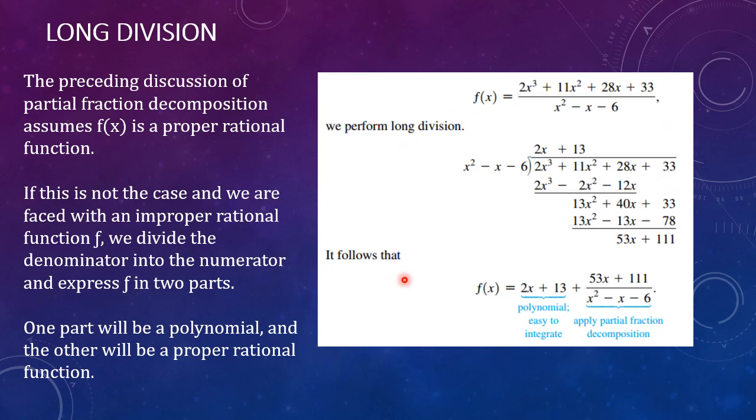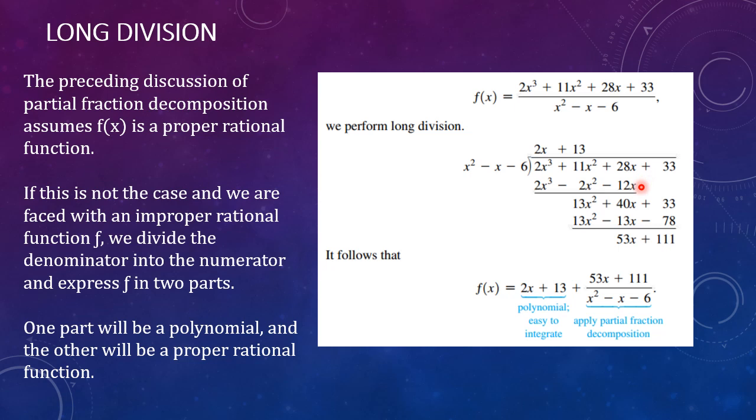Now this is old algebra stuff. It is a challenging algebra concept, but you should be familiar with this. Now remember, the way we do this is we focus on the first term. So we go, x squared times what gives me 2x cubed, and that would be 2x. Then we multiply through and subtract. Okay, so we're subtracting all of this.